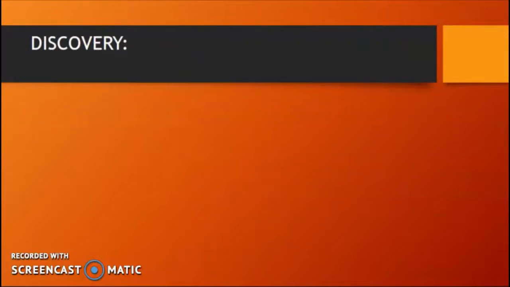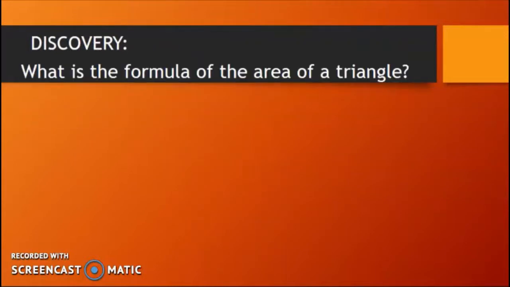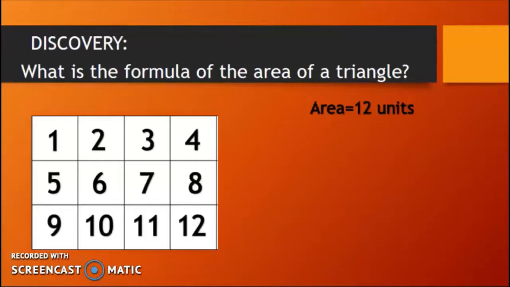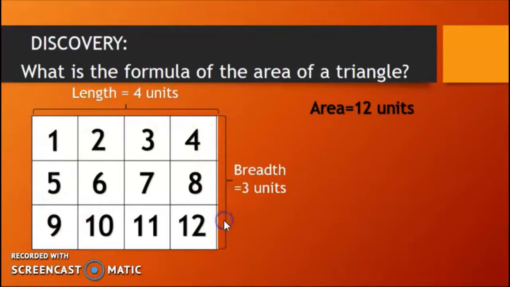Okay, discovery. What is the formula for the area of a triangle? Can you still remember the formula? Using this activity, we're going to find out the area of a triangle. So we have a rectangle with an area of 12 units. As you can see, the length is 4 units and the breadth is 3 units. So where did we get this 12? Is it by counting the squares here? We just multiplied the length and the breadth. So 4 times 3 is equal to 12.